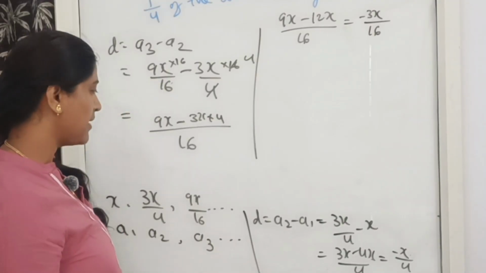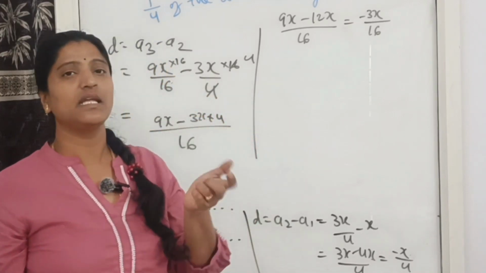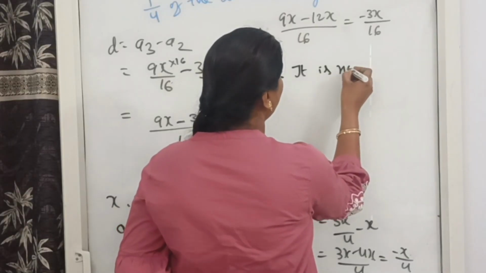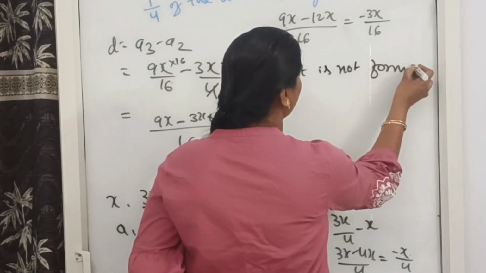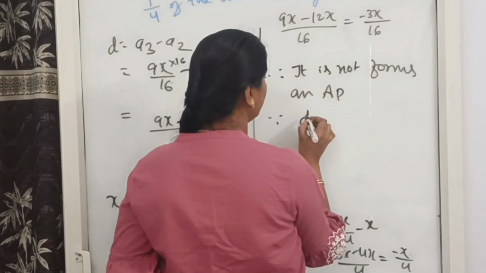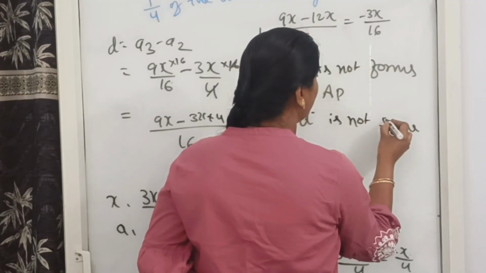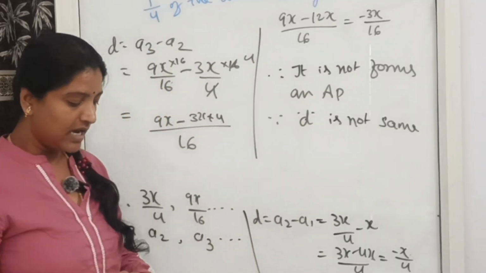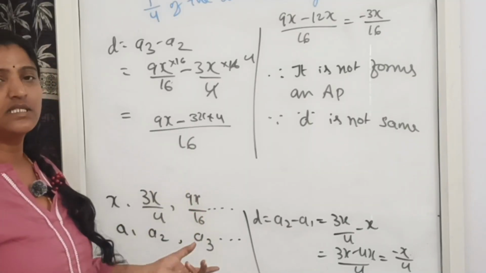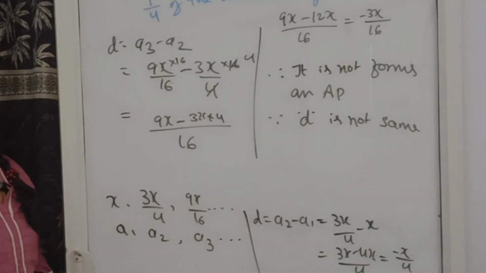Look at your common difference. The first one is minus x by 4. The second one is minus 3x by 16. Therefore, it does not form an AP because the common difference is not the same. You can write: the common difference is not the same, or the fixed number which is going to be added to the next succeeding numbers is not fixed or not equal. Let us move to the third one.